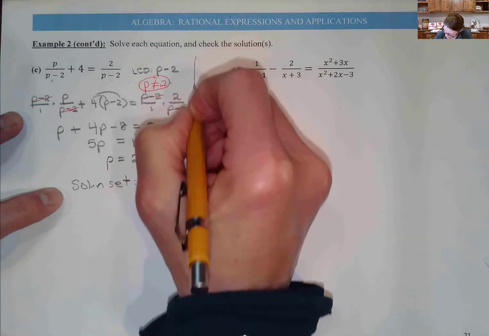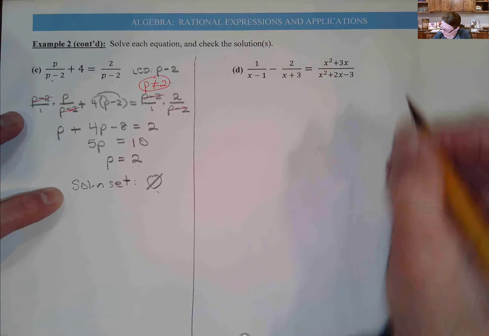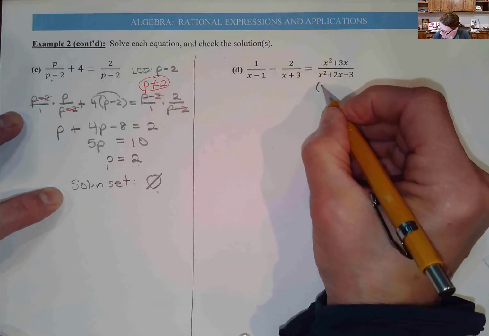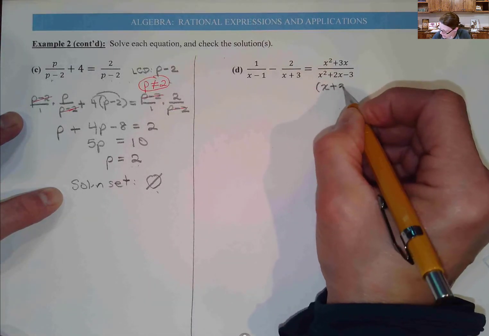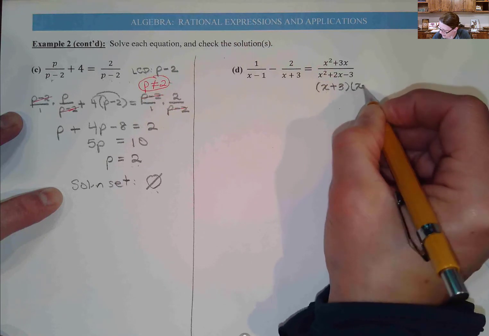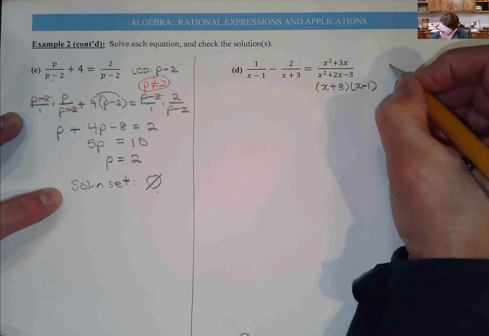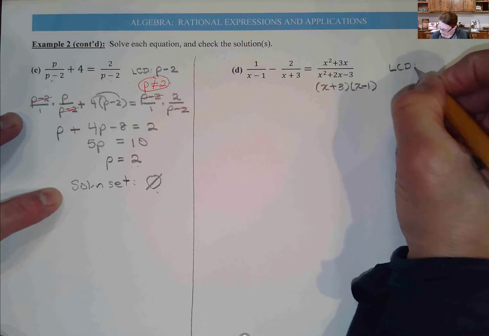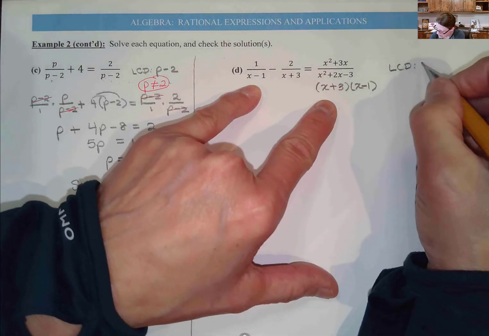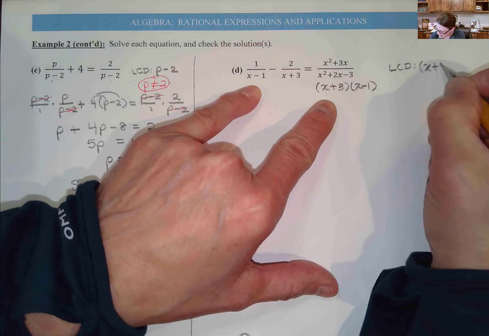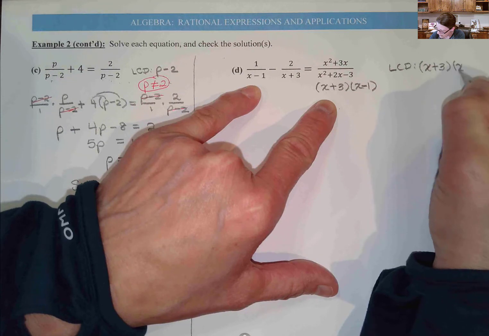Now, part D. I'm going to go ahead and factor here. That factors x plus 3, x minus 1. Our LCD is every factor that we see. And we see the factor x plus 3 and the factor x minus 1.